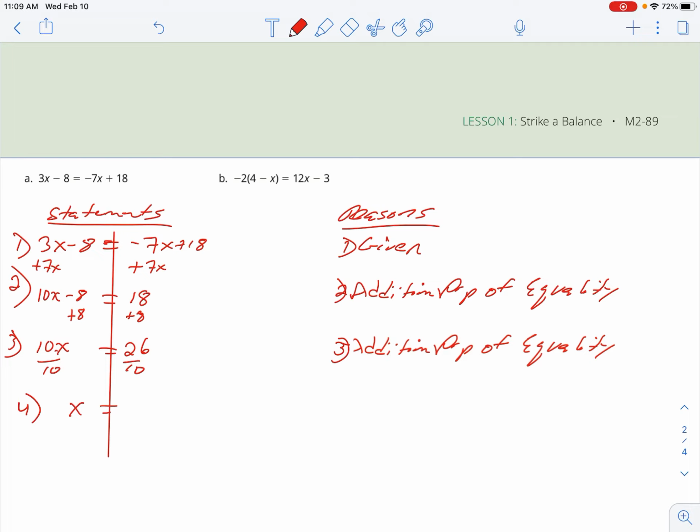All right, I like to reduce those down. 26 over 10 reduces by what? 2 to 13/5. It is a nice decimal, it's 2.6, but typically I like to work with fractions. And that was then the division property of equality.